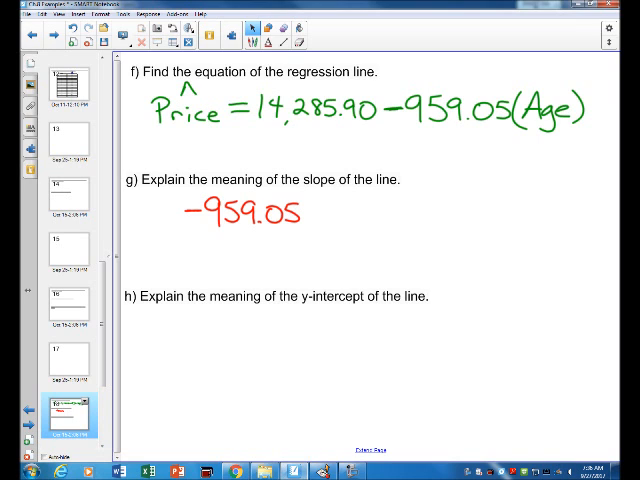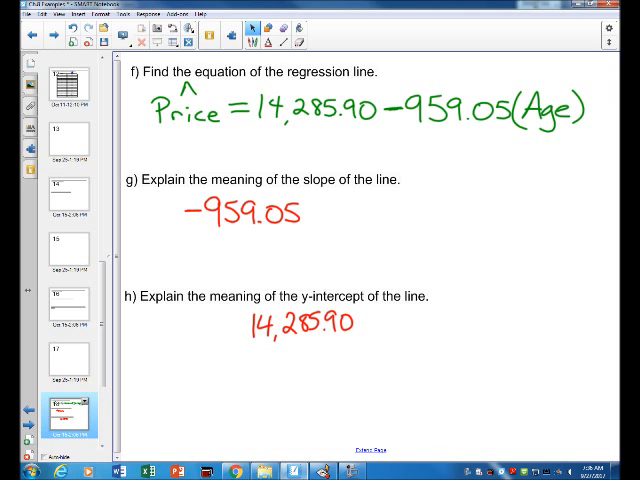Now for the y-intercept. The y-intercept is $14,285.90. Now, remember from your algebra days, the y-intercept means that the x value, in this case the age, is 0. So if we think about the age of a car being 0, basically we're saying that is a brand new Toyota Corolla. So the Toyota Corolla here, we can expect, if we buy a brand new Toyota Corolla, to pay about $14,285.90. All right, so that's what the model is predicting.